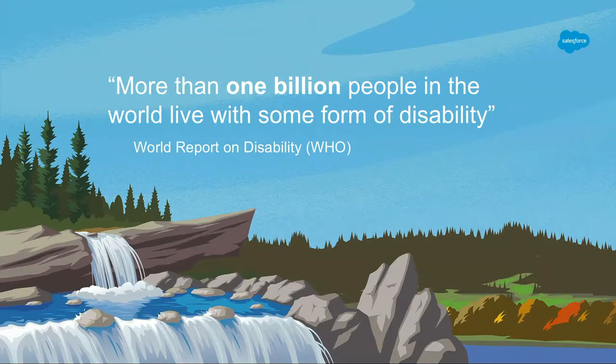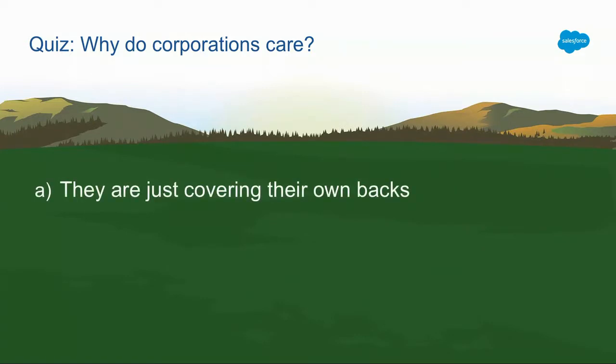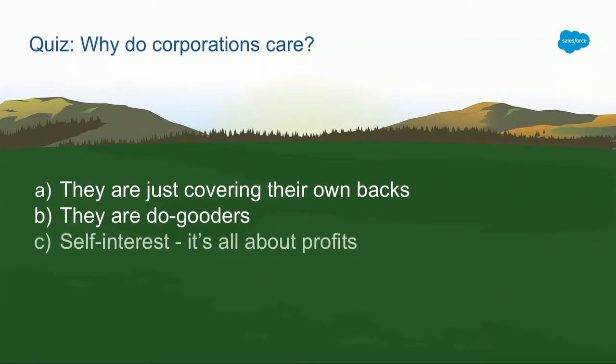So why did they do that? Let's have a little quiz. Why do they even care? Is it A, they're just covering their own backs? Is it B, they're do-gooders trying to make the world a better place? Or is it C, the cynical amongst you might think it's all just self-interest, all about the profits, all about the bottom line? Well, in general, it's some combination of all of the above. If you want to take accessibility home and put it to your manager and get some investment, you might want to focus on the profit-based reasons.